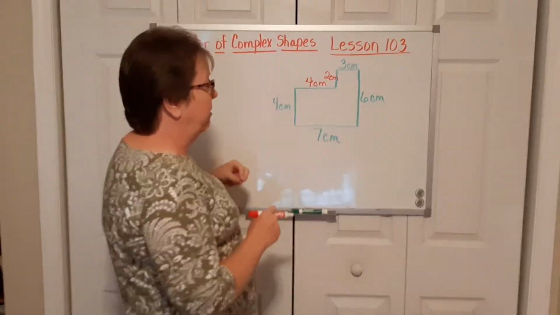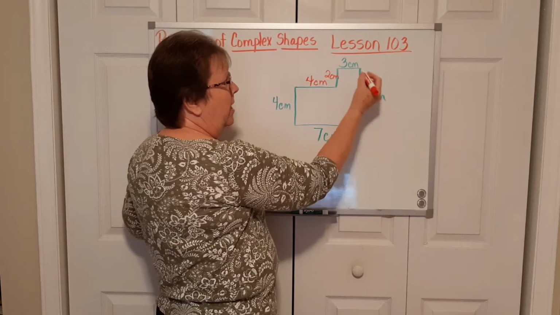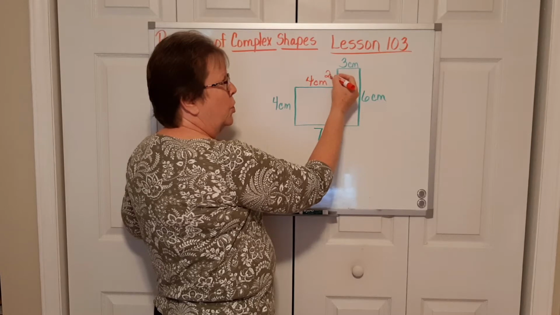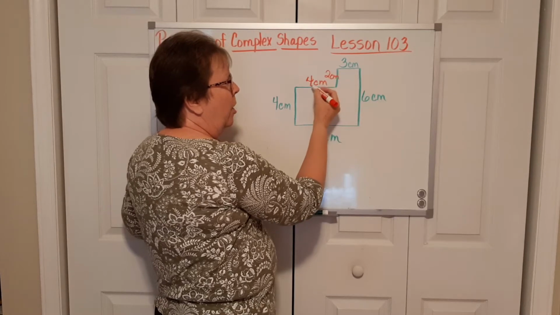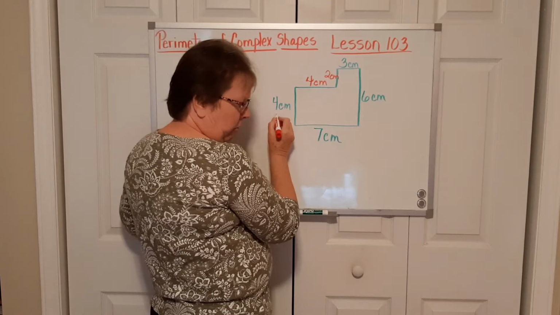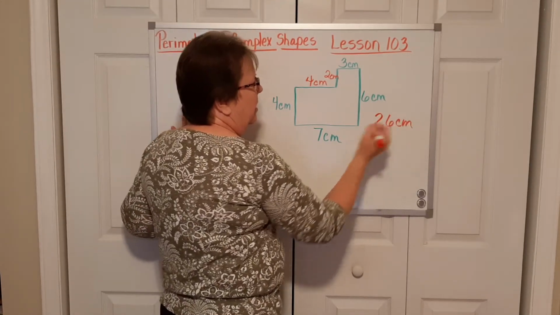Okay, so 7 plus 6 is 13, plus 3 is 16, plus 2 is 18, plus 4 is 22, plus 4 is 26. So it'd be 26 centimeters.